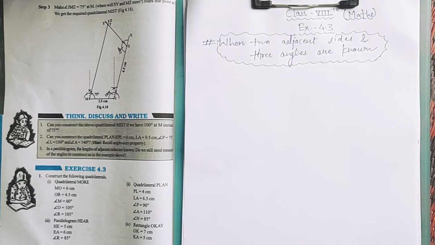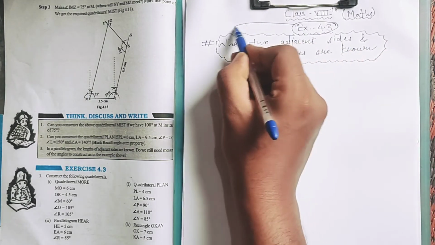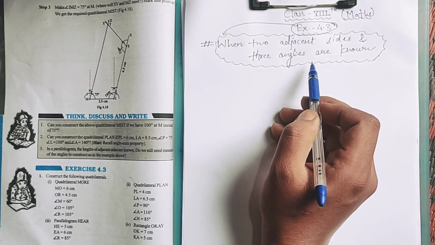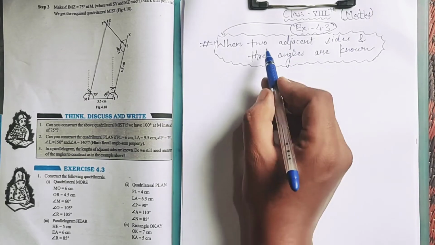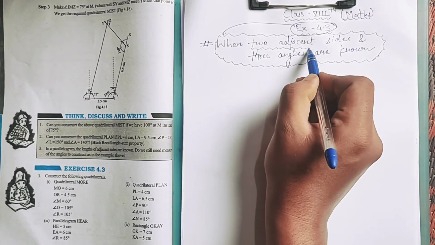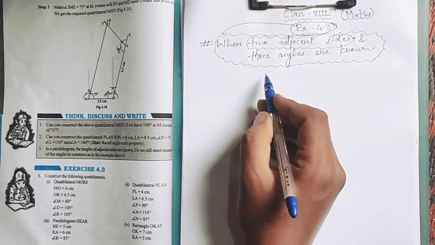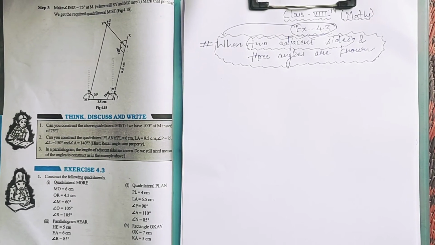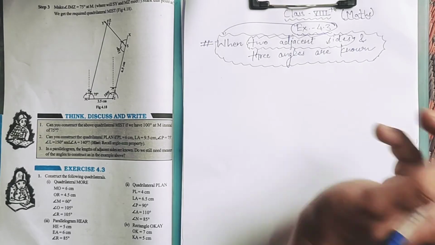Morning students. Today we will start exercise 4.3, which belongs to the topic: when two adjacent sides and three angles are known, how to construct a quadrilateral. Two adjacent sides means two sides which are joined with each other, and three angles means all the three angles created with these two adjacent lines.